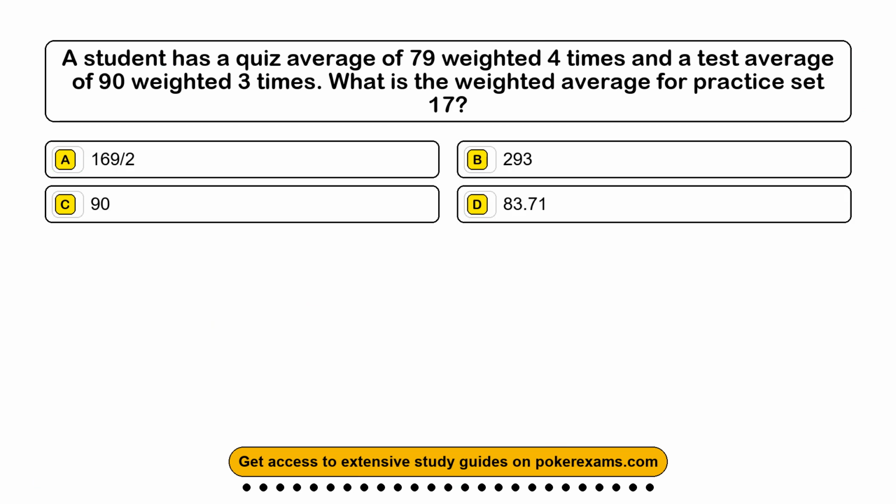Question 20. A student has a quiz average of 79 weighted 4 times and a test average of 90 weighted 3 times. What is the weighted average for practice set 17? Option A 169/2. Option B 293. Option C 90. Option D 83.71.